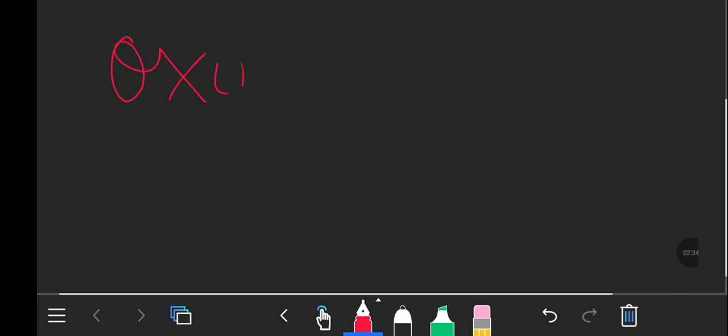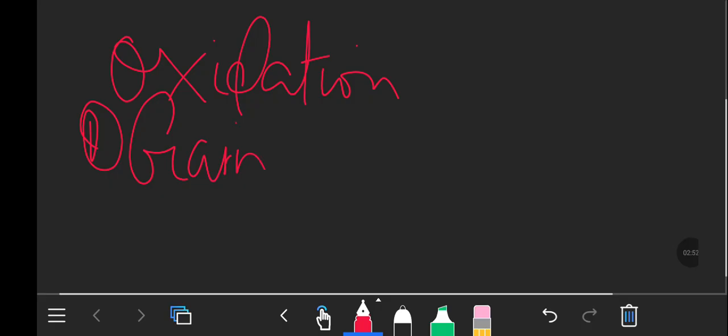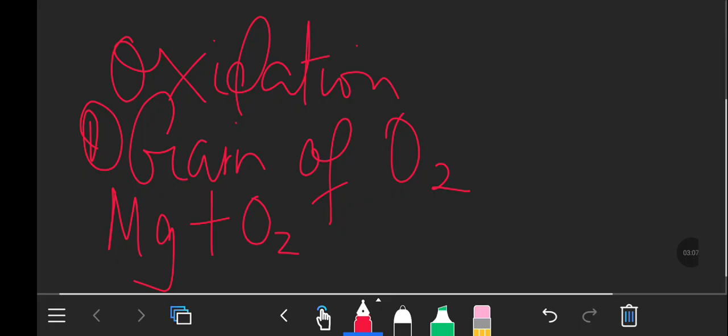So let's start with oxidation. So oxidation can be defined in three many ways. Oxidation, one of the definitions which you can give, oxidation is simply the gain of oxygen. That is oxidation. Can give an example of, let's say, magnesium plus oxygen giving magnesium oxide. We balance it by putting 2 on the magnesium oxide, so that is simply oxidation.